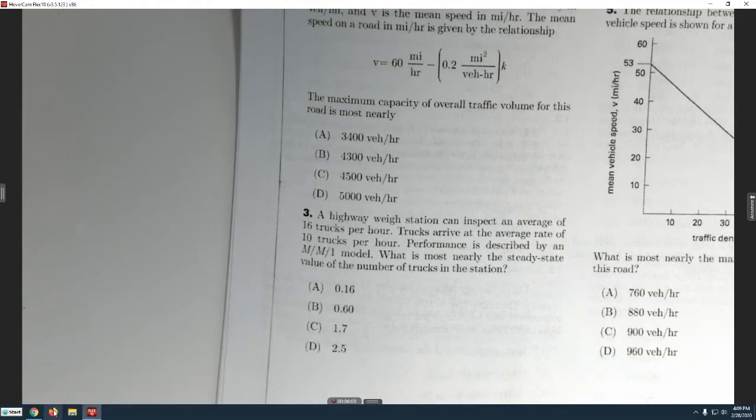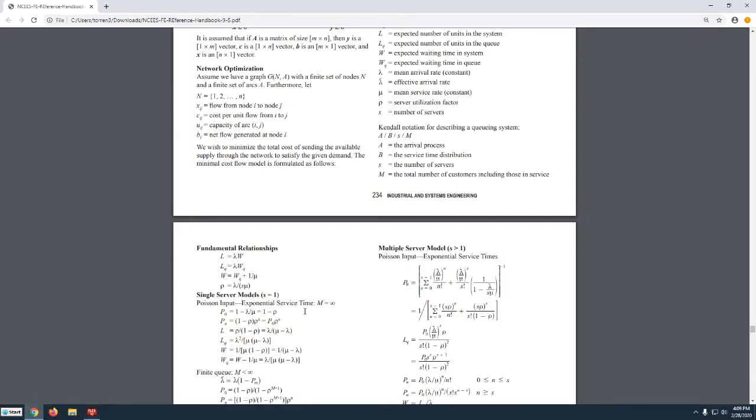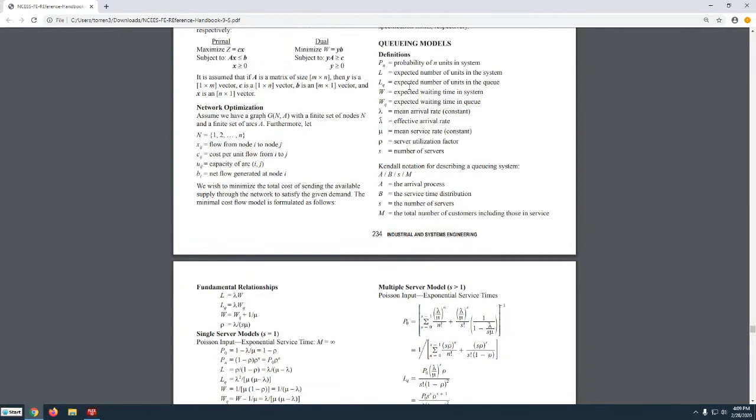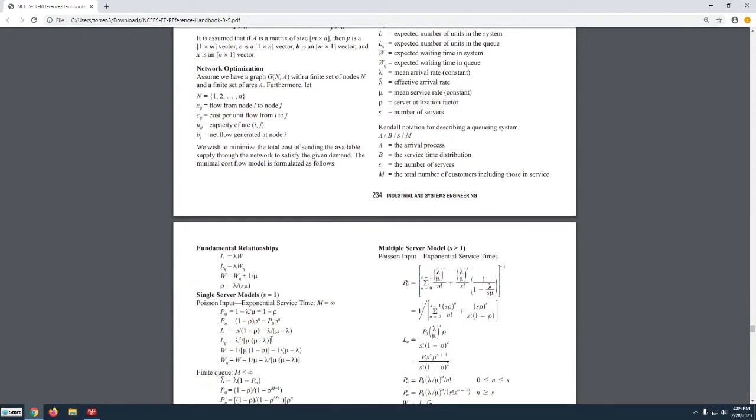So again, go here. The only thing that we need to do here is check the new definition. This one asks for the expected number of units in the system. Okay, so it's L. For this one, we need to use this equation: lambda over mu minus lambda. So we check the numbers.